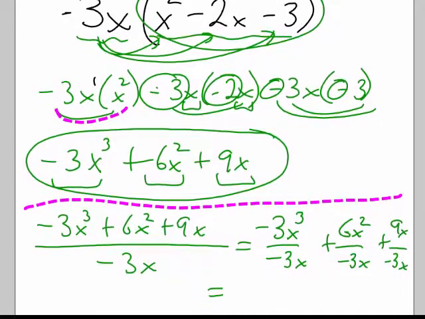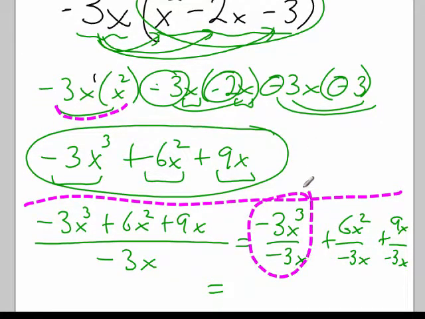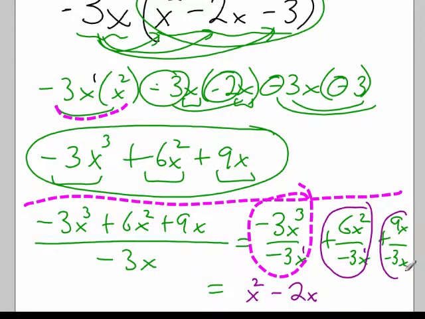And then I can divide each section. Negative divided by negative will be positive 1. X cubed divided by x to the 1, we subtract the powers. So I get x squared. Dividing here, 6 divided by negative 3 is negative 2. Dividing the powers, we subtract the exponents, x to the 1, and here 9 divided by negative 3 is negative 3, and x divided by x is 1, and so I get my quotient.